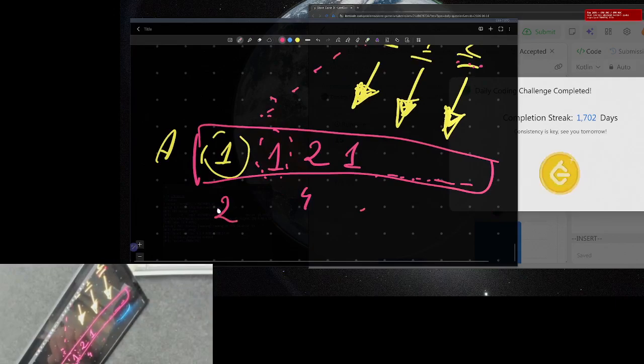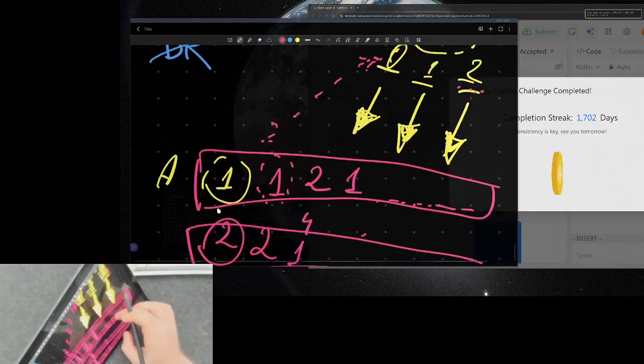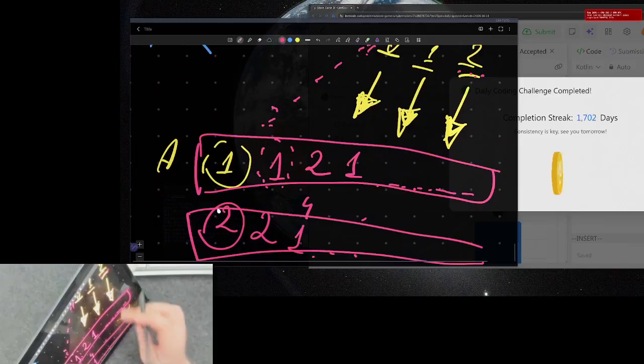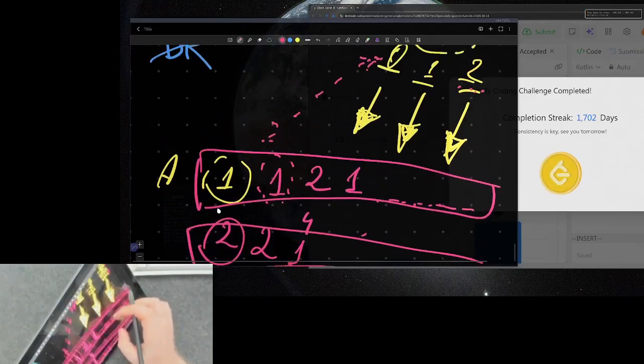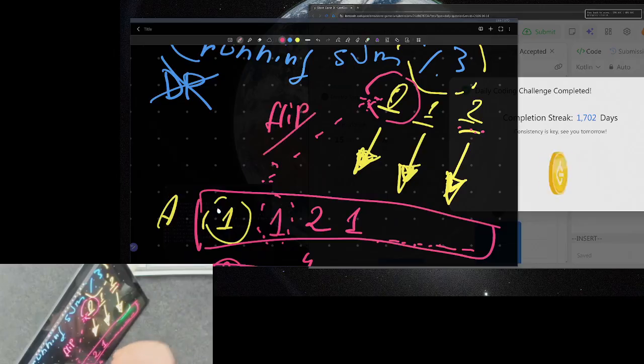Same for the 2. It is the same: 2, next is 2, we have 4, next is 1, and so on. These are predefined sequences, and we have just to observe the properties of these sequences. And what about zeros? Zeros are flippers, they flip the game.